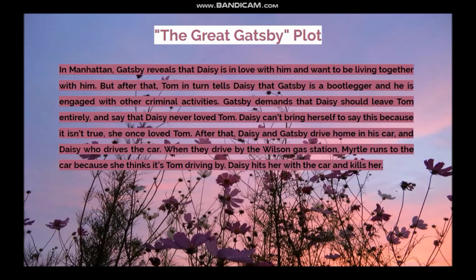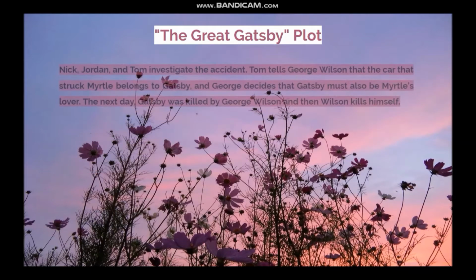After that, Daisy and Gatsby drive home in his car, and Daisy is the one driving. When they drive by the Wilson gas station, Myrtle runs to the car because she thinks it is Tom driving by. And then Daisy hits her with the car and kills her accidentally. Nick, Jordan, and Tom investigate the accident. Tom tells George Wilson that the car that struck Myrtle belongs to Gatsby, and George decides that Gatsby must also be Myrtle's lover. The next day, Gatsby is killed by George Wilson, and then Wilson kills himself. He committed suicide.